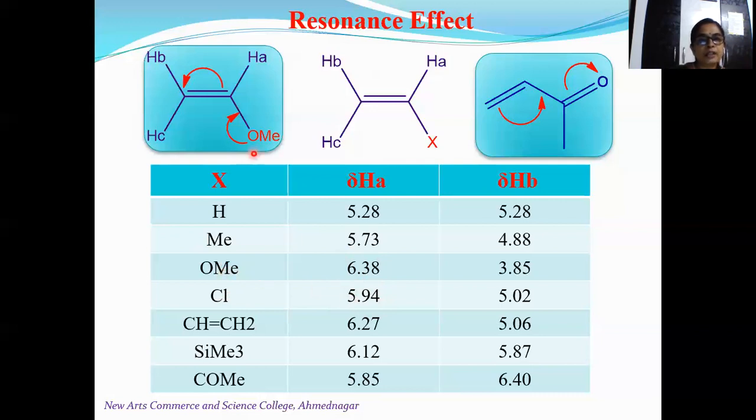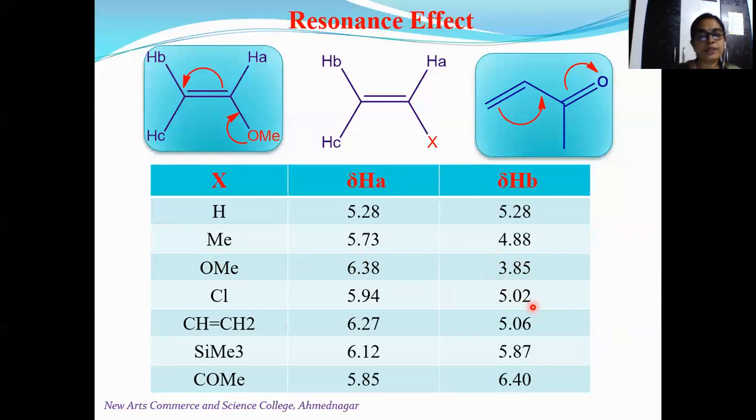The reason is that the directly attached atom here is oxygen in the case of methoxy and chlorine in the other. The electronegativities of oxygen and chlorine are different. So oxygen is more electronegative. That's why the HA proton is more deshielded when the substituent is methoxy. Now look at the beta carbon atom or beta proton. The delta value for the beta proton is 3.85 ppm when methoxy is the substituent, and it is a higher value when the substituent is chlorine.